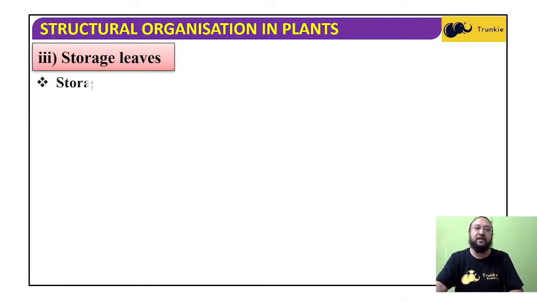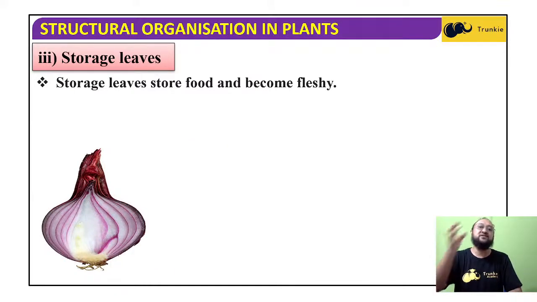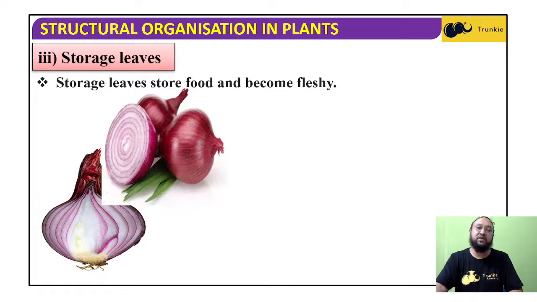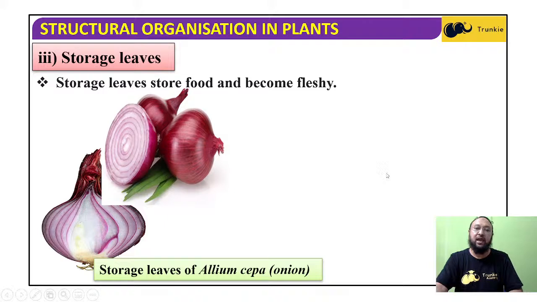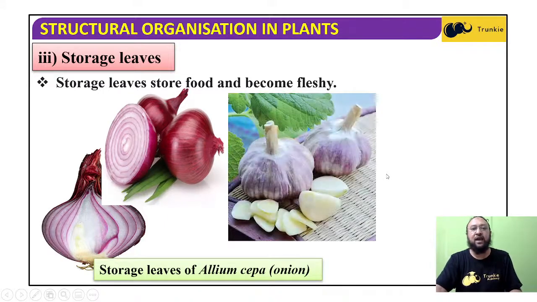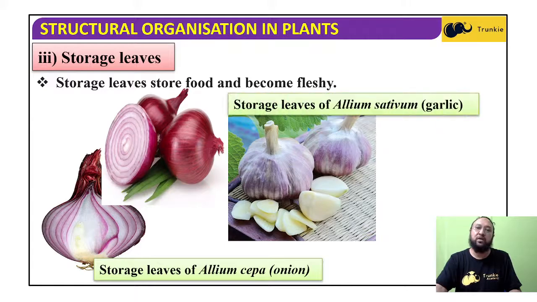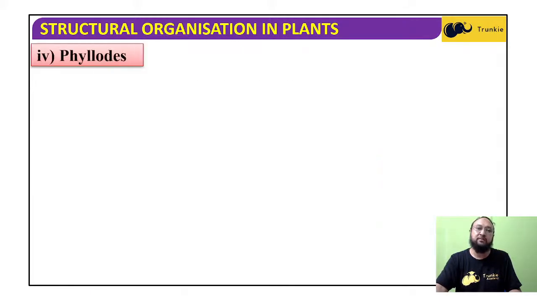Okay, storage leaves, where the leaves are storing food. It becomes fleshy and stores food, like an onion. Allium cepa is the scientific name. And in the case of garlic also, they are modified to store food. These are the storage leaves of Allium sativum, garlic, and Allium cepa, onion.